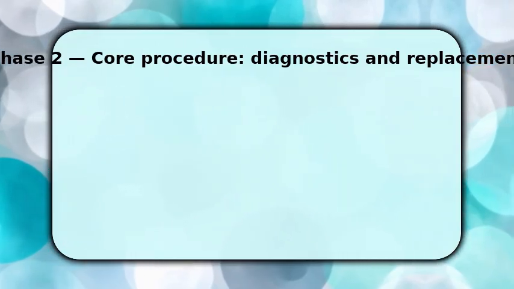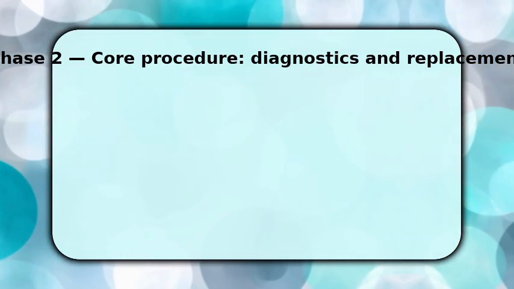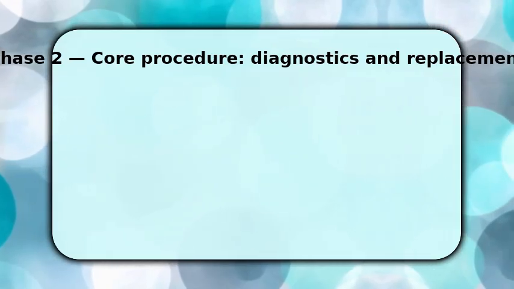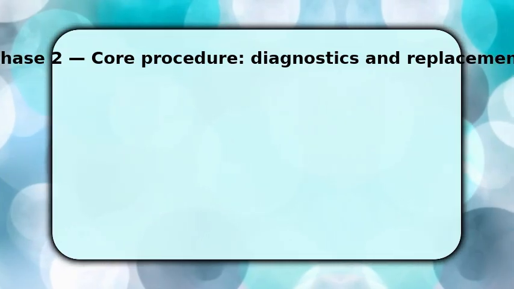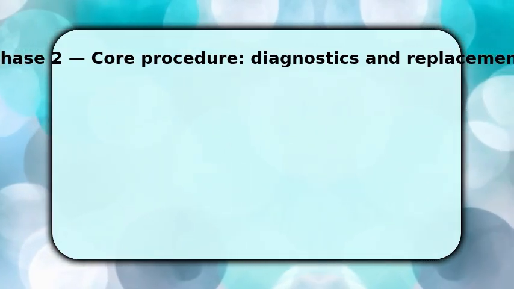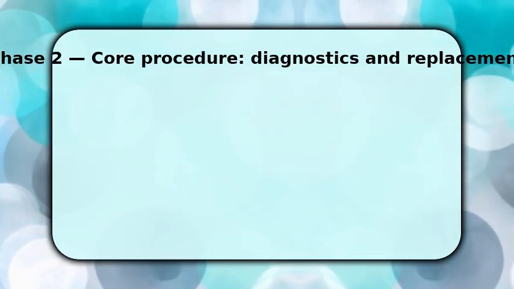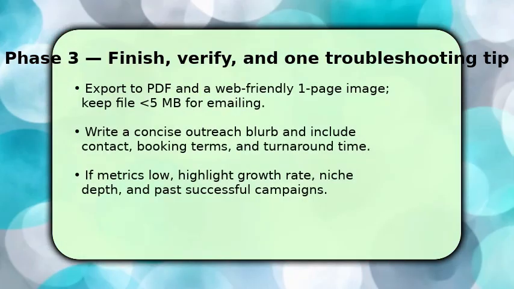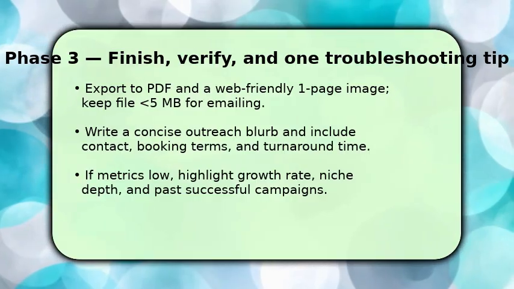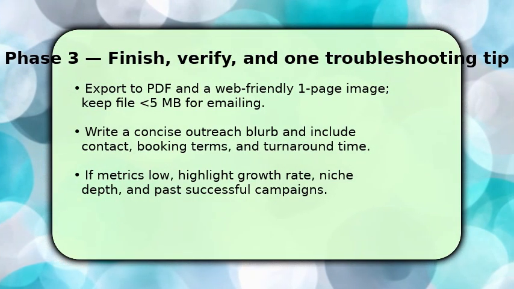Make sure to list partnership formats, stories, reels, static posts, plus sample pricing or package ranges. Once arranged, refine typography and colors to match your brand, because visual consistency makes it easier for partners to say yes. You export a clean PDF and a web-friendly image version, keeping files under 5 MB so emails deliver smoothly.